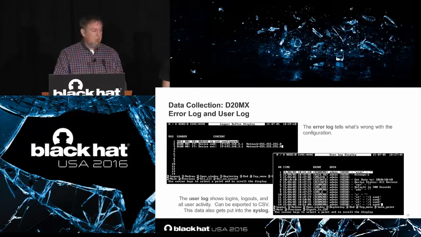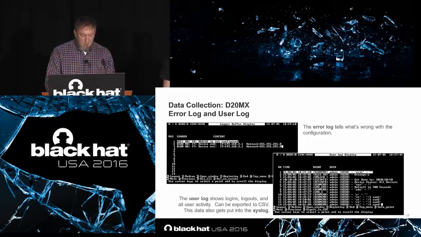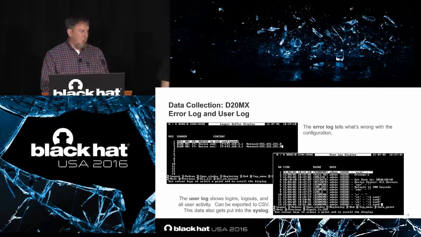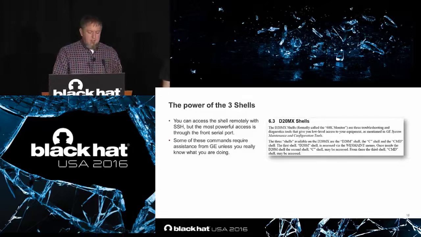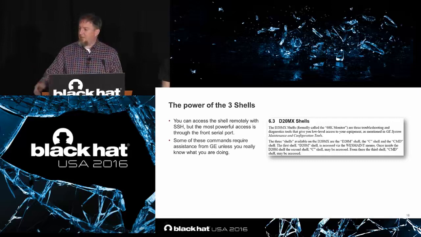Someone put something wrong in the configuration. Well, the error log tells you what's wrong. And then the event user log shows who logged in and what commands they typed, and those all get dumped to syslog as well. So in the D20, there are 3 shells. You can get to some of the shells remotely, but you have the most power physically there, at the console port.